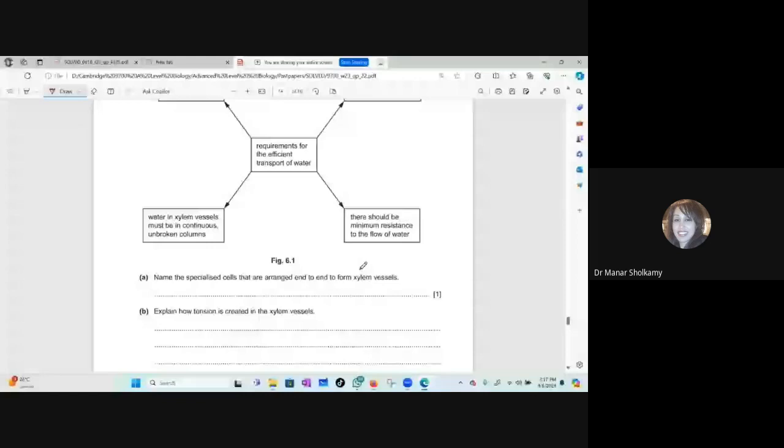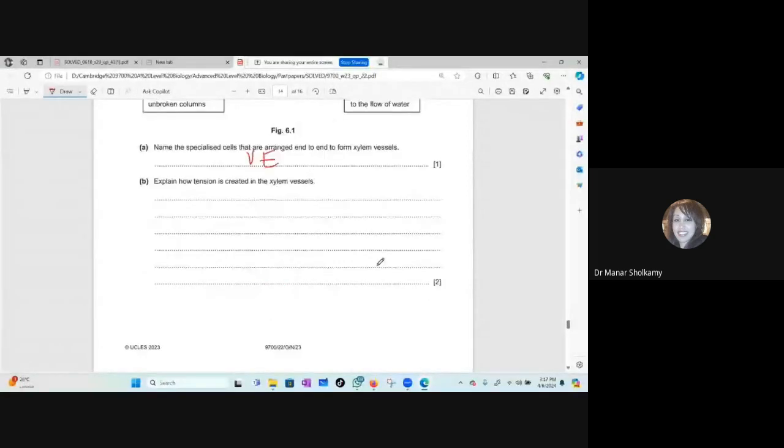Name the specialized cells that are arranged end to end to form xylem vessels. This is also easy. The vessel elements. Explain how tension is created in the xylem vessels. Why is there tension created? Because of the transpiration pull.